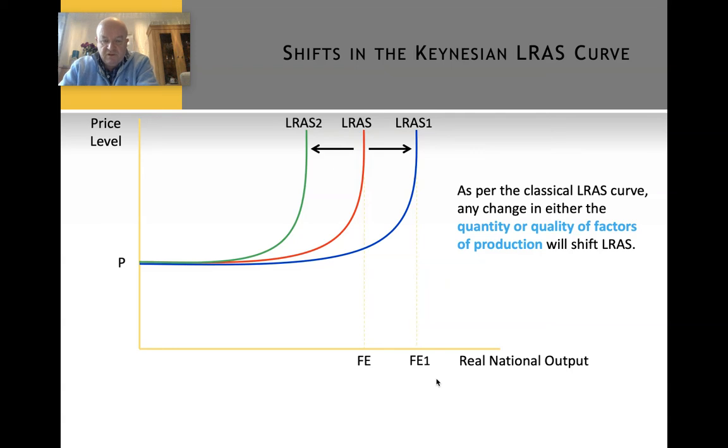If we have a shift the other way, and again we talked about the change, so that if the quality or quantity of factors of production fall for whatever reason, and there can be a number of reasons for that, then we're going to have a shift in the LRAS curve to LRAS2. So the overall full employment real national output at FE2 is significantly less as a result.